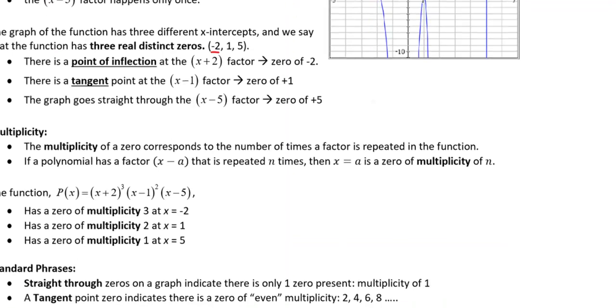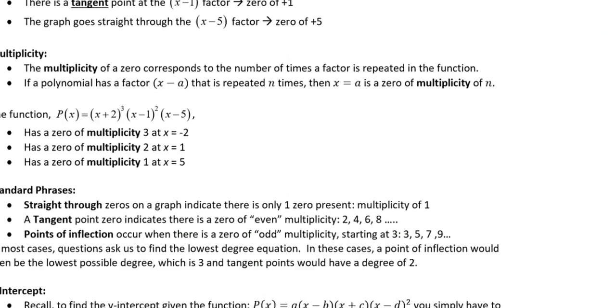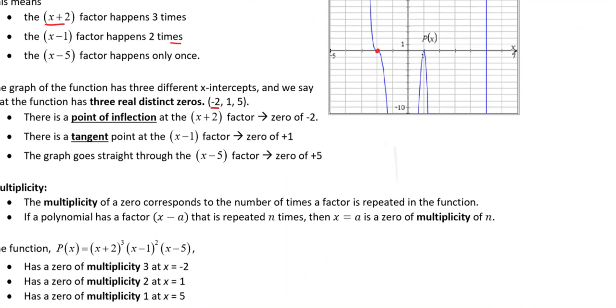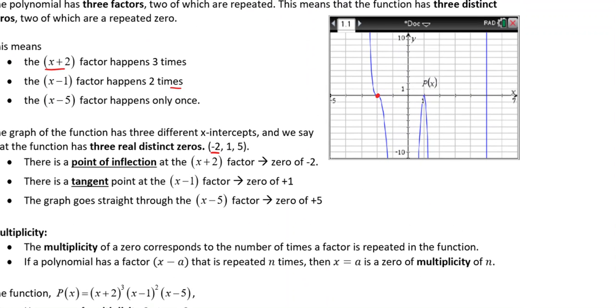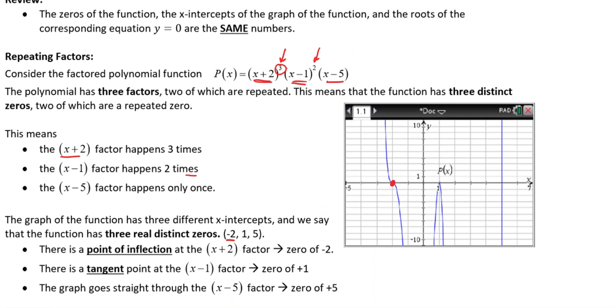I'll break it to you now. Those points of inflection are going to happen with any odd power. So that would happen with the power of 3 at that point. That would happen with the power of 5, the power of 7. You just get that little inflection point happening there for any one of those.